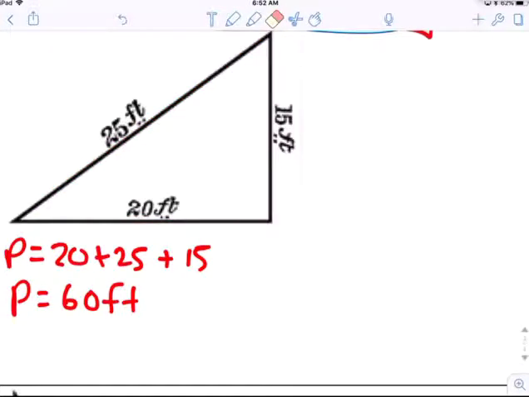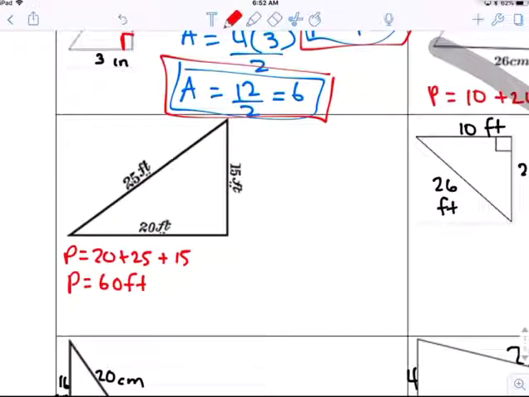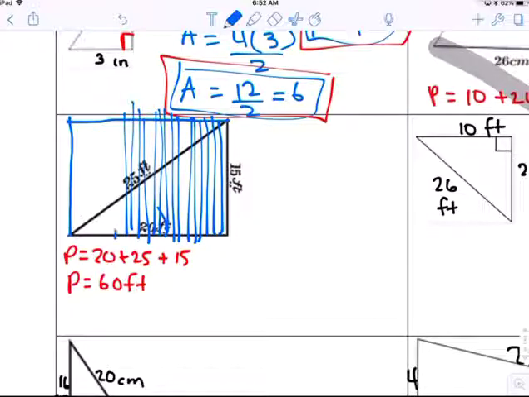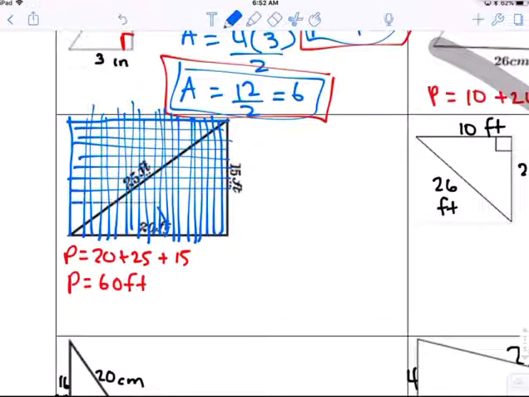Okay, to find area so you can understand better. This is a triangle from a rectangle. And it's 20 by 15. Let's count the squares: 1, 2, 3, up to 20 this way, by 15 this way.